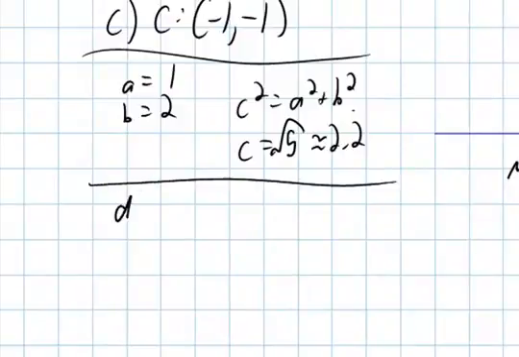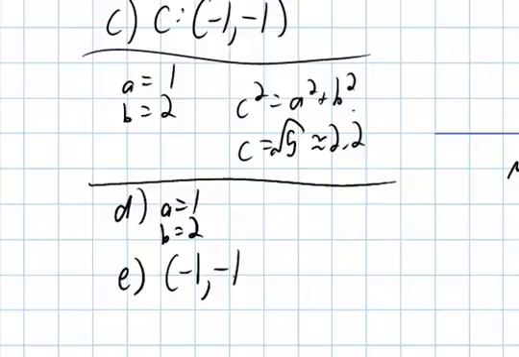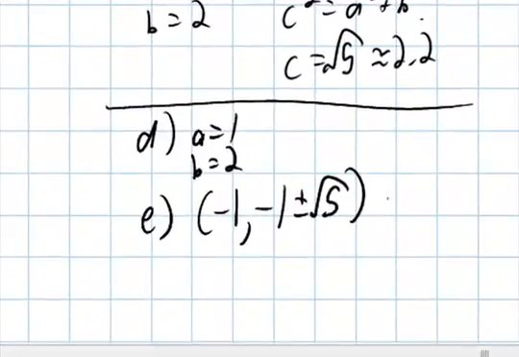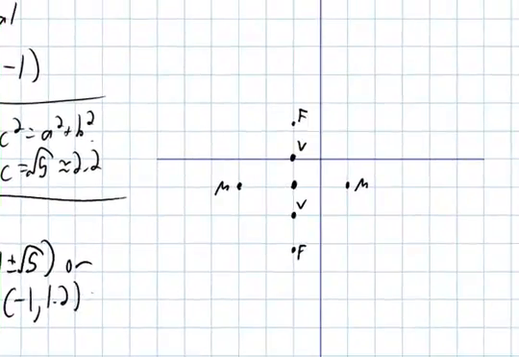Go back. Copy down the A's, and A is equal to 1, B is equal to 2. Part E wants the coordinates of the foci. So from the center, we have negative 1, and then the y changes, negative 1 plus or minus root 5. Or we can say negative 1, 1.2, negative 1, negative 3.2.